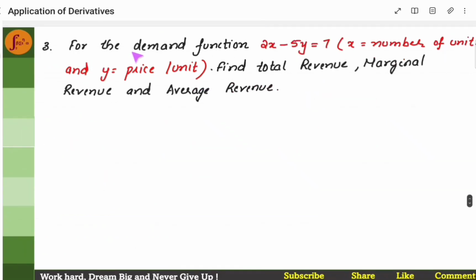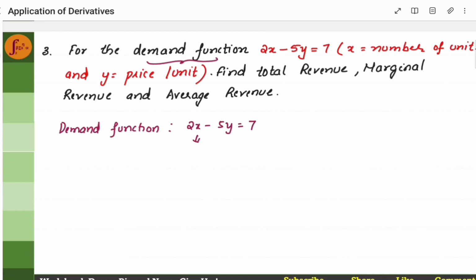Now let's look at the third problem. For the demand function, 2x minus 5y is equal to 7, where x is the number of units and y is the price per unit, find the total revenue, marginal revenue, and average revenue. The relationship between price and quantity becomes a demand function. So now the demand function is 2x minus 5y is equal to 7.